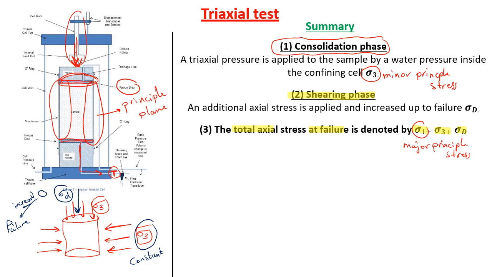Consequently, any normal stresses on these principal planes are called principal stresses. So you have sigma 3, which is the minor principal stress. You have sigma 1, which is the major principal stress.